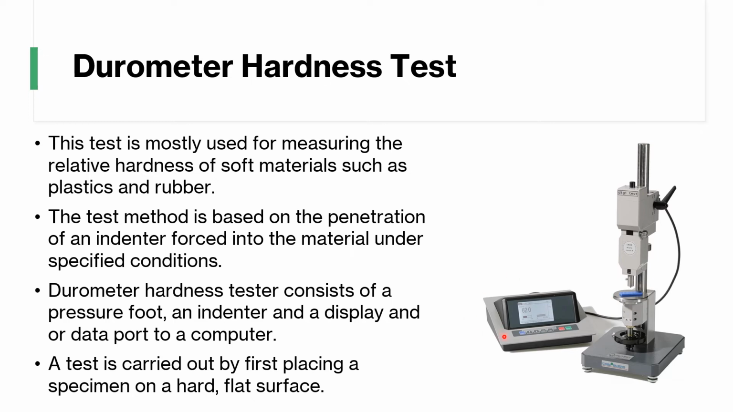This tester consists of a pressure foot and an indenter. The indenter is just this little point right here that gives the force onto the specimen. And we have a display and a data port to the computer. The test is carried out by first placing a specimen on this disc, or flat surface. Then your indenter is right here, and you apply the force, and your device records that impact. That is translated and calculated inside the instrument to give you your hardness number.